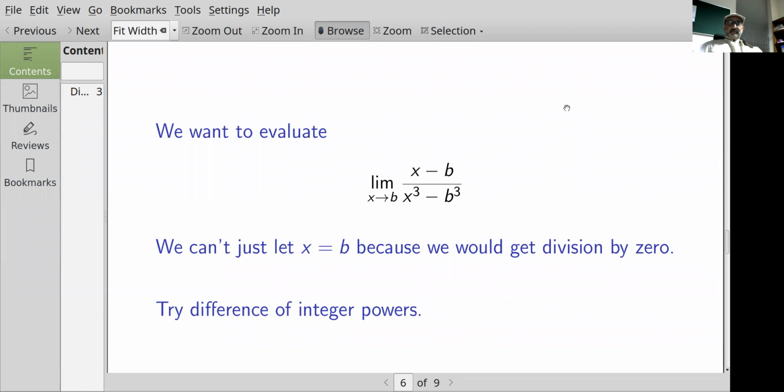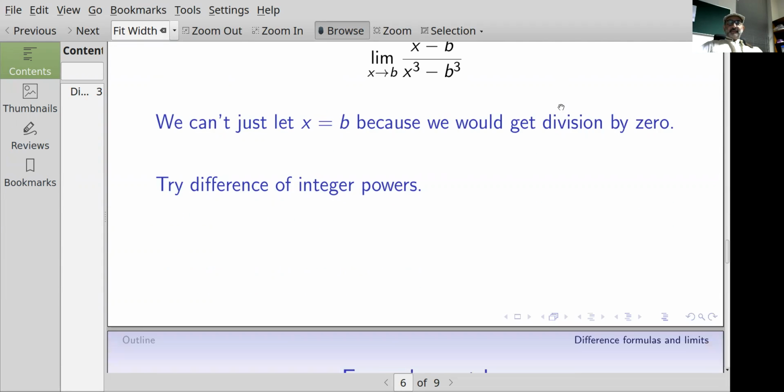Okay, so let's say that I want to evaluate the limit as x goes to b of x minus b over x cubed minus b cubed. You can't just put in x is equal to b, because then we would get division by 0. And so when you end up with division by 0, you want to look around and see if there's some algebraic manipulation that will help you out. And so we try the difference of cubes formula.